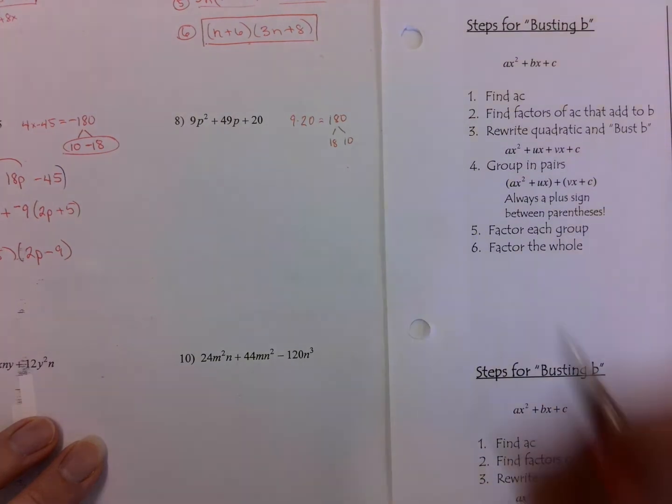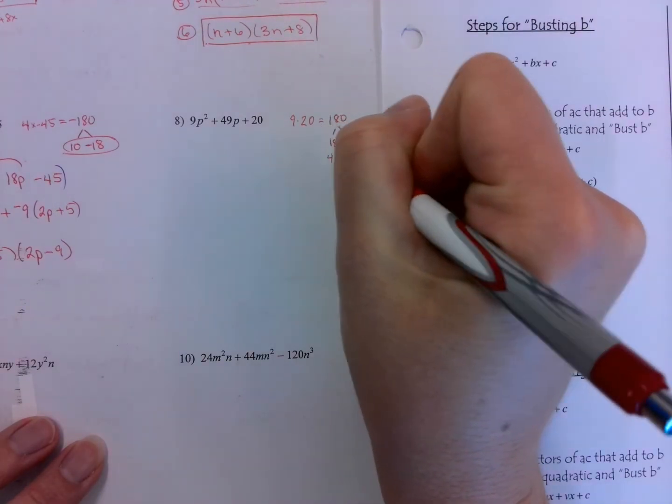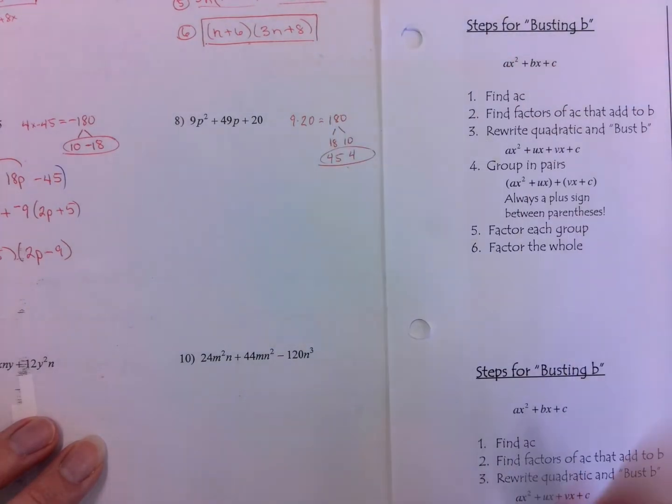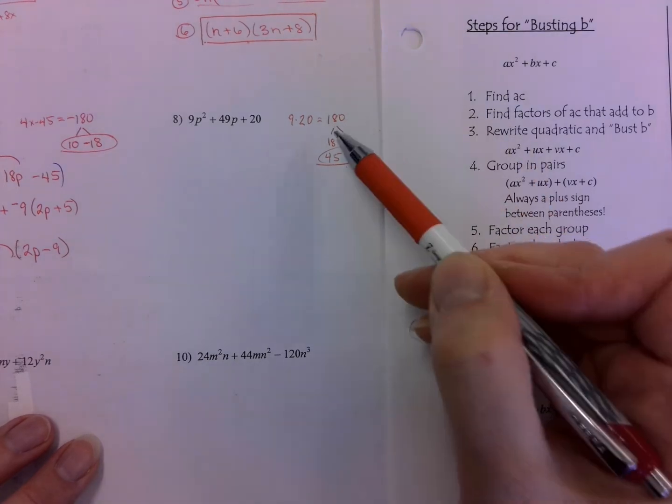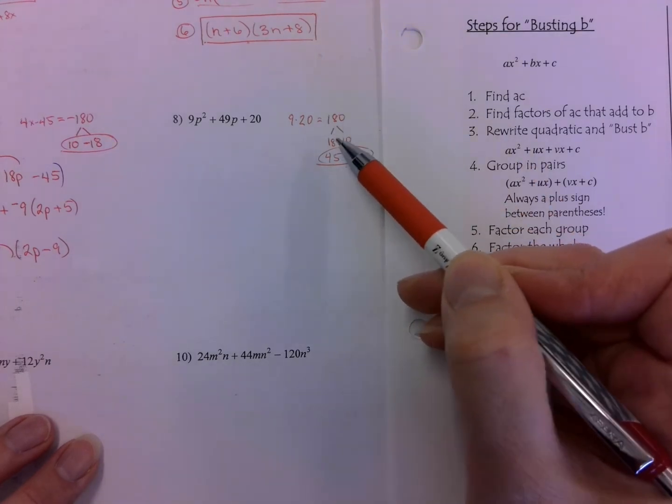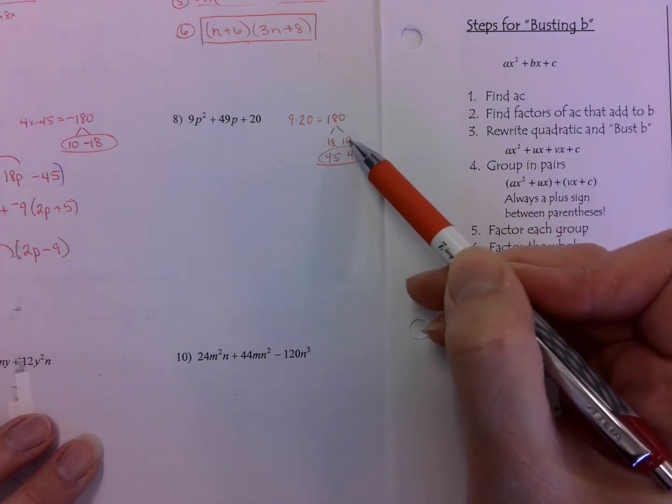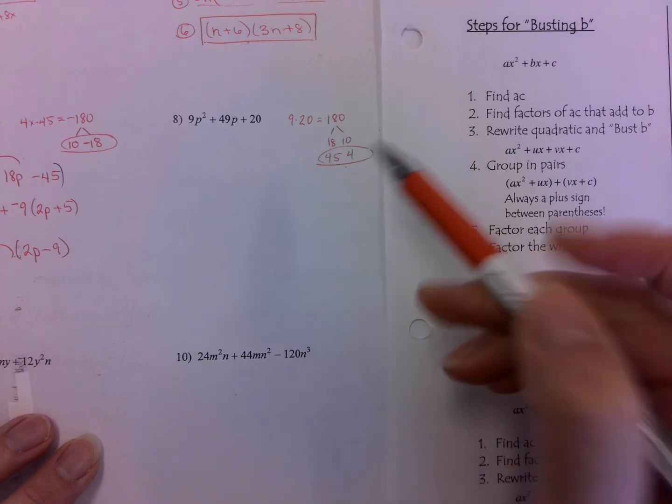45 and 4, and I was just thinking about that because of our last problem. So it might not come that easily. You might have to do some work, but if 18 goes into 180, so does 6, so does 9, so does 5. So we have lots of things to play with here.